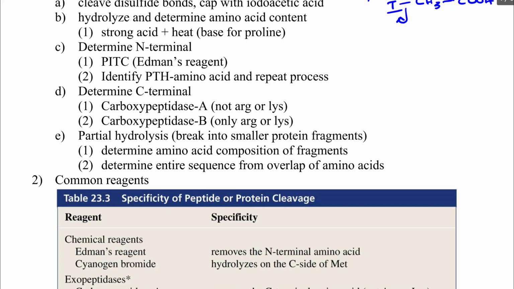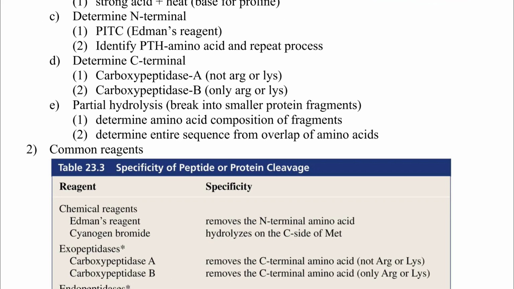So another technique that you have to be aware of is you can also determine what the C terminal is. So Edman's reagent tells you what the N terminal is, and then you can use what's called an exopeptidase. An exopeptidase cleaves off one of the ends of the peptide. So carboxypeptidase cleaves off the C terminal end. So Edman's reagent can tell you what's on the N terminal, and carboxypeptidase can tell you what's on the C terminal. Now there's two of them, A and B, and you don't really need to care which it is. You just need to know that when you do that technique, you're going to get the C terminal's identity.